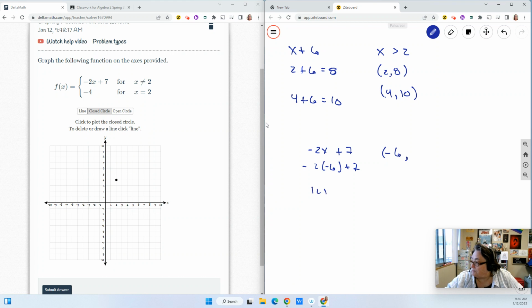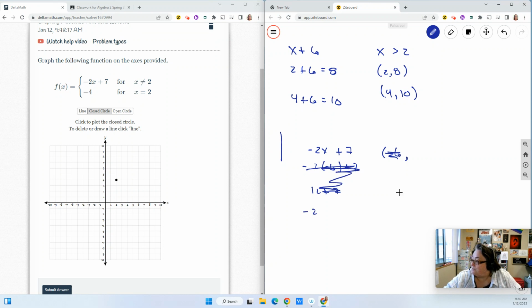So here I'm going to get 12 plus 7. That was a terrible number for me to choose because that's 19. It's not even on my graph. So I might want to pick something smaller than that. Let's pick a different number so it actually fits on the graph. Let's pick 0, right? Forget this -6. Let's pick 0.